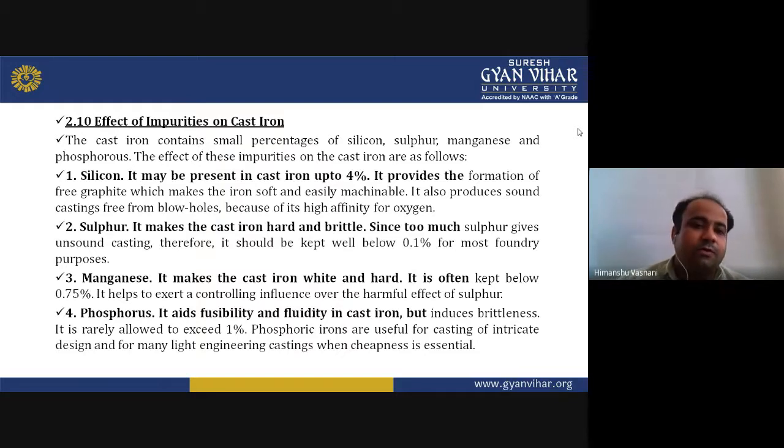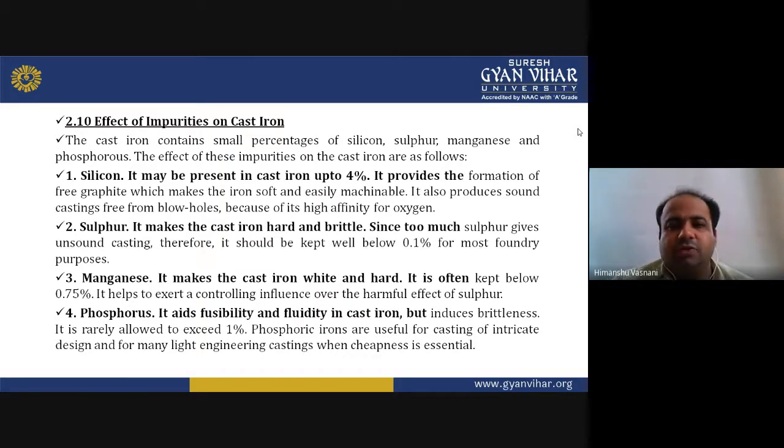most foundry purposes. So you can see that sulfur is making cast iron hard and brittle, and if there is too much increment in the sulfur, then it will give you unsound casting. So a very minimal amount, like 0.1%, is kept for foundry purposes, because you need to have a good casting. Then the next element is manganese. Now manganese makes the cast iron white and hard.